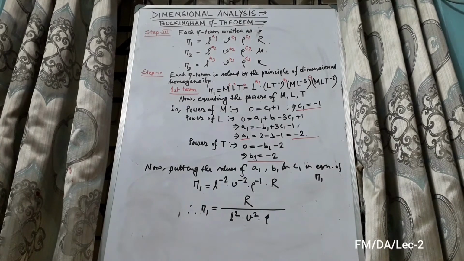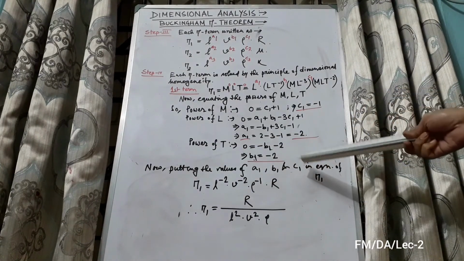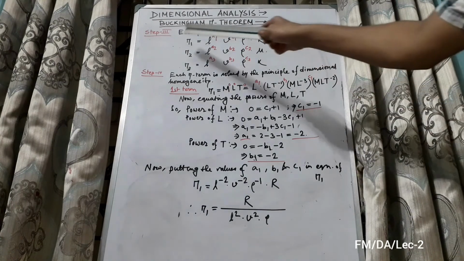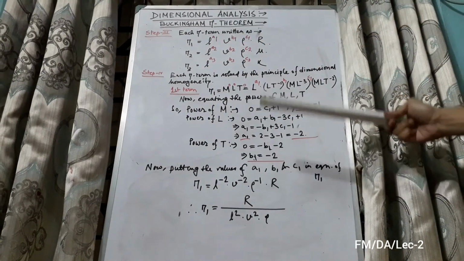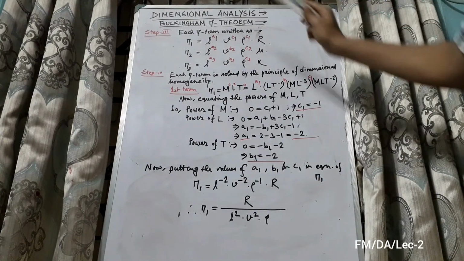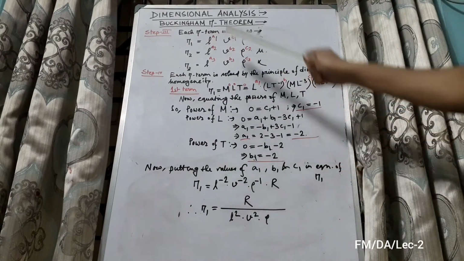So we already get the values of A1, B1 and C1. Now we are putting the values of A1, B1 and C1 in equation of pi 1. So pi 1 equals L to the power A1.